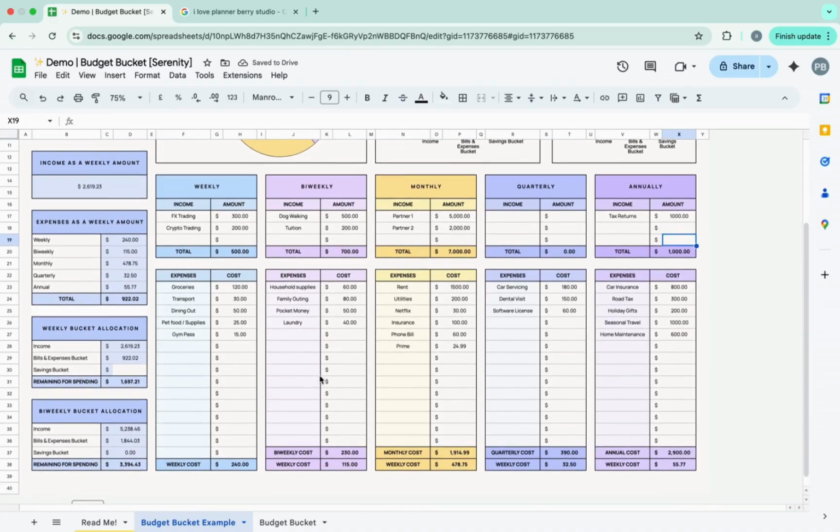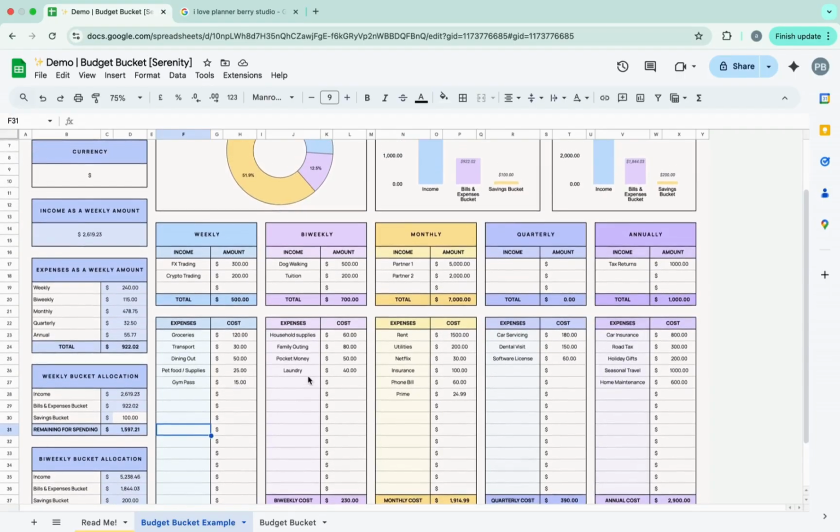Alrighty. Also, I am in my savings era, so I do want to make sure that I save on a weekly basis as well. So what you guys are going to do is come over here to savings bucket and just put in the amount that you're comfortable with setting aside each week. And bam, it's all set up and you guys are good to go.